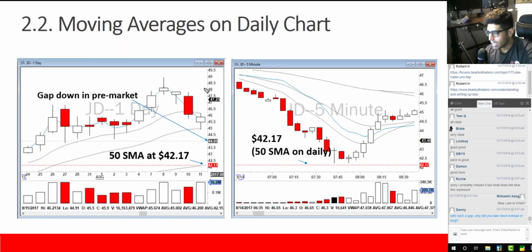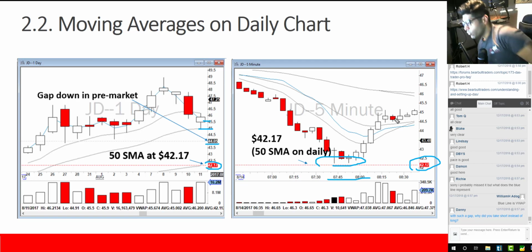Another example, JD. JD gaps down, it closes at 45.50. Next day gaps down to 44, and I come here and I say, okay, what's the potential support or resistance? I see 42.17. This is a 50 moving average. I marked here. There's another one here, 45. So I marked these two, and even in the pre-market, the stock comes and bounces back at 42.17, before the market opens, and goes back up.